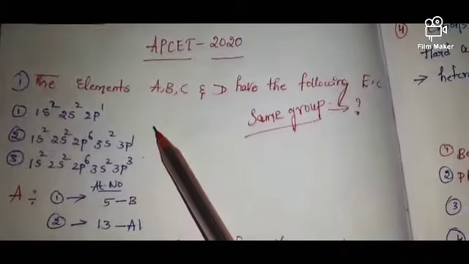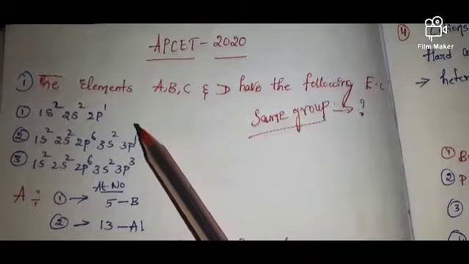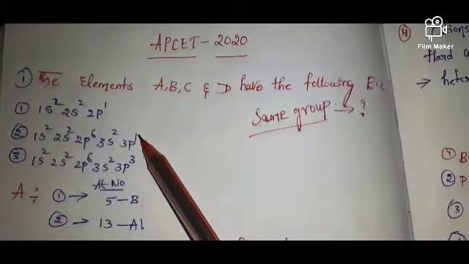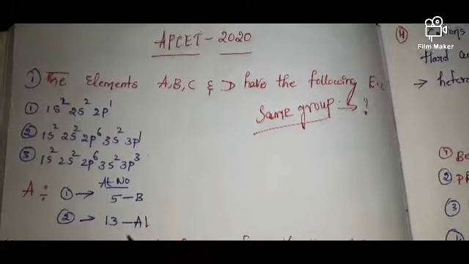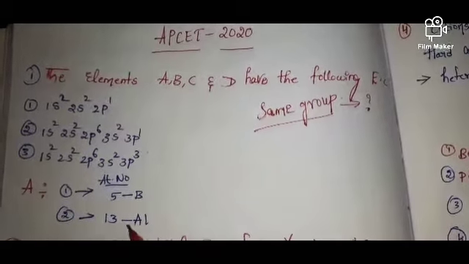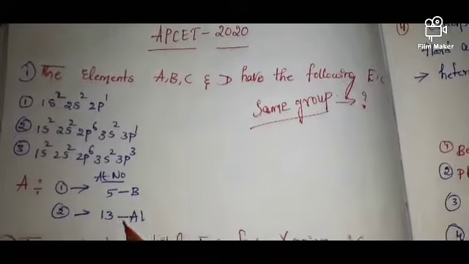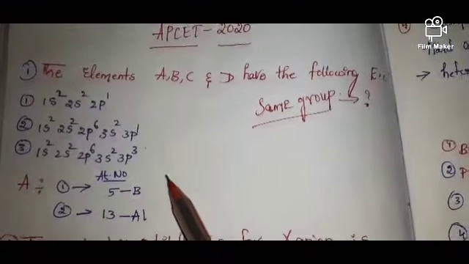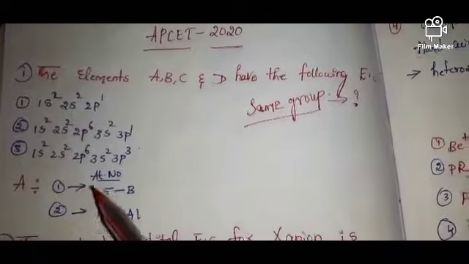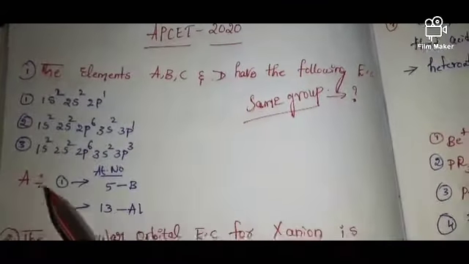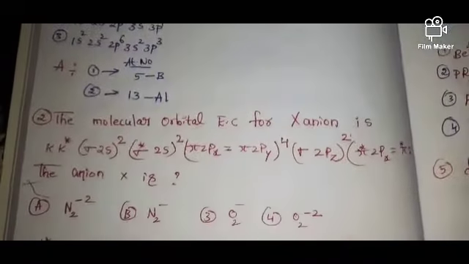According to our question, we have to find the two elements belonging to the same group. We know the atomic number 5 is boron, and the atomic number 13 is aluminium. So boron and aluminium belong to the same group. So our answer is 1 and 2, that is A. Okay, next, second question, friends.